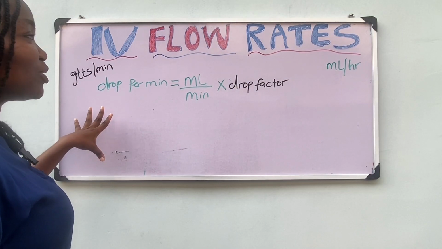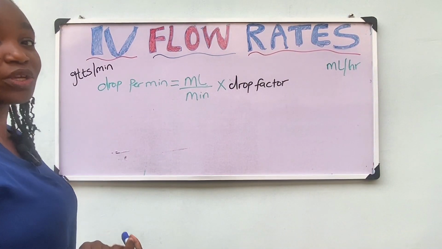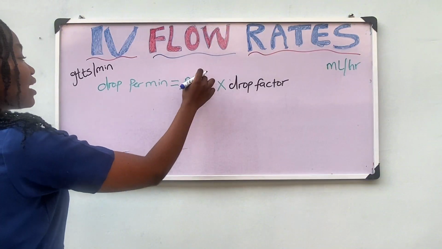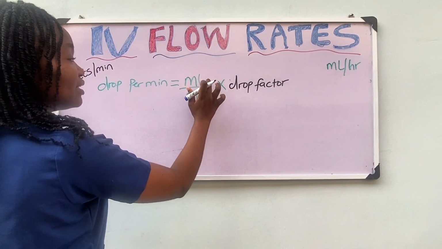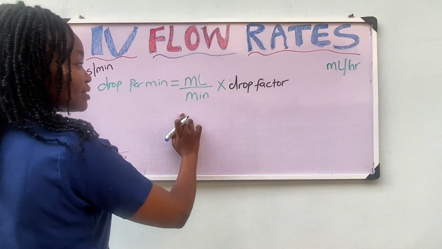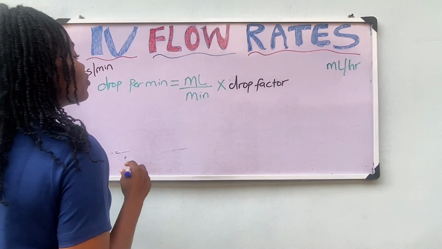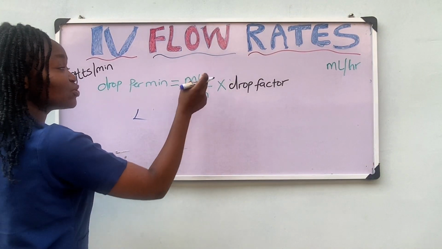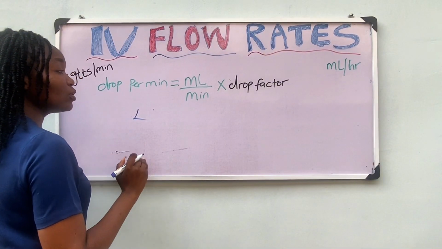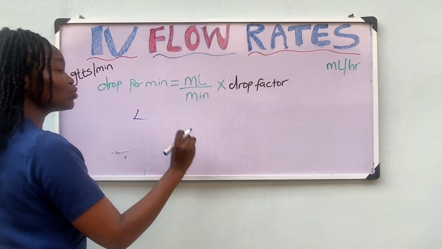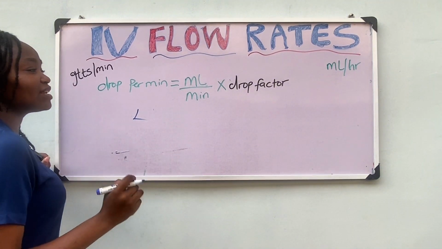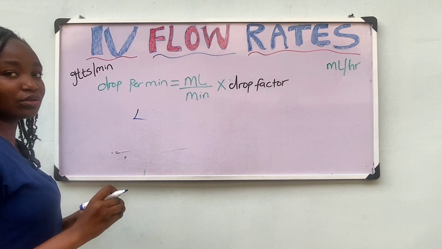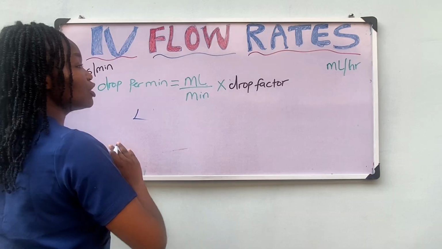So the first thing we're going to be looking at today is how to calculate drops per minute questions. A drops per minute question has a very simple formula: the volume in milliliters divided by the time in minutes, multiplied by the drop factor. So if the volume was given to us in liters, the first step would be to convert it to milliliters. And if the time was given to us in hours or even seconds, the best thing to do is to convert it to minutes. After that, we have the drop factor, which is usually included in the question. So you input your drop factor, and afterwards you begin to solve the question.